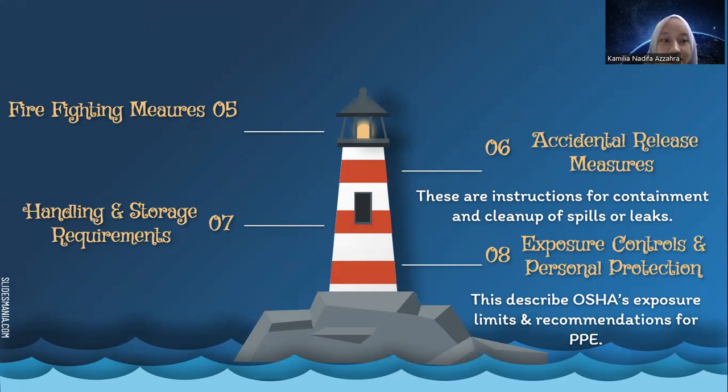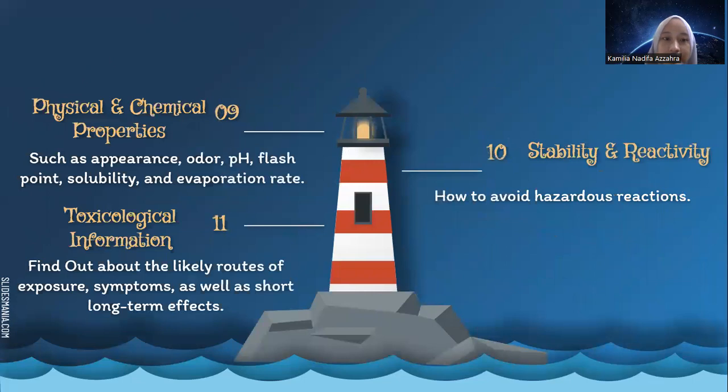Section 7, handling and storage requirements, and section 8, exposure controls and personal protection. This describes exposure limits and recommendations for PPE. Section 9 is physical and chemical properties, such as appearance, odor, pH, flash point, solubility, and evaporation rate. Section 10 is stability and reactivity: how to avoid hazardous reactions.